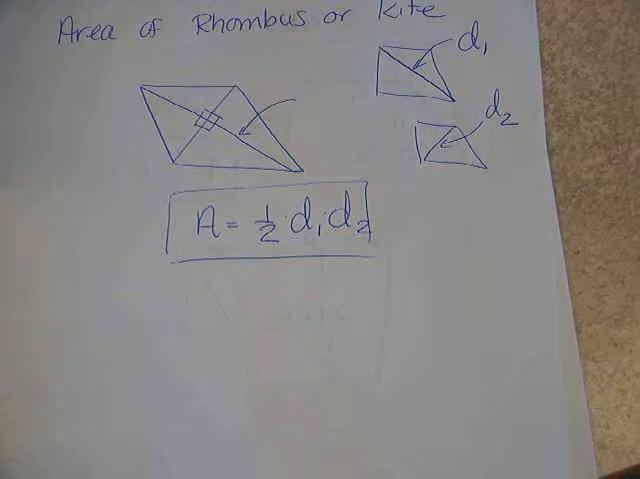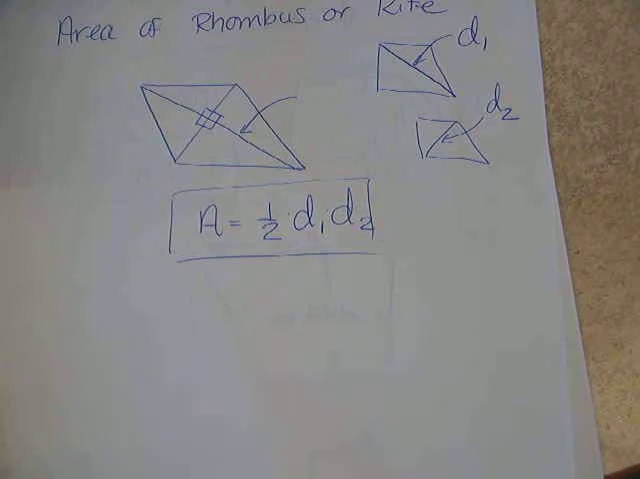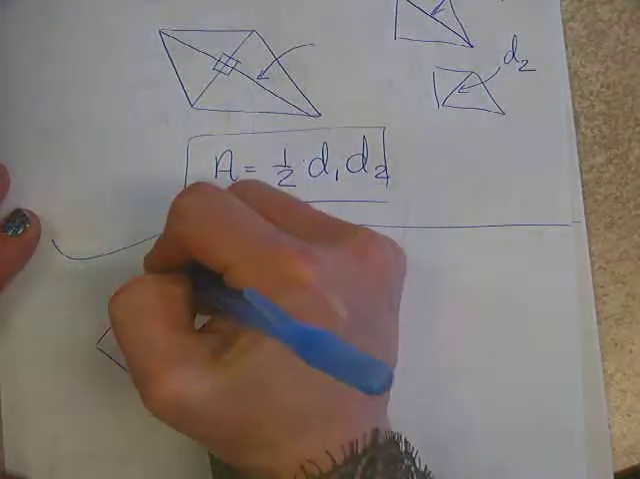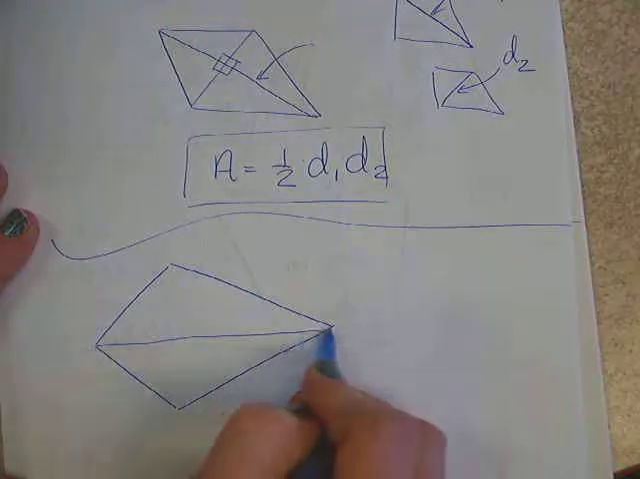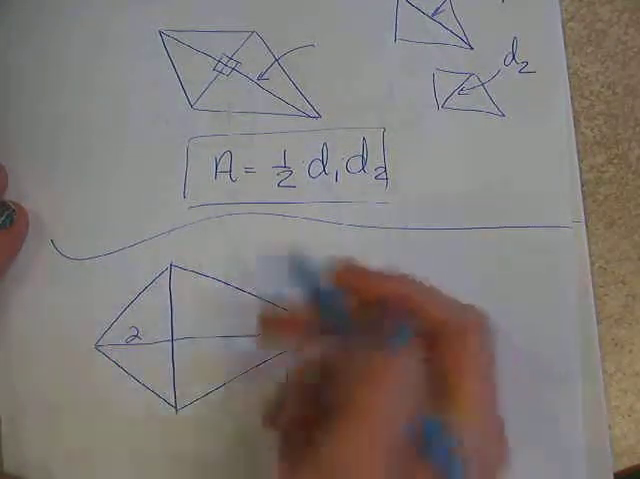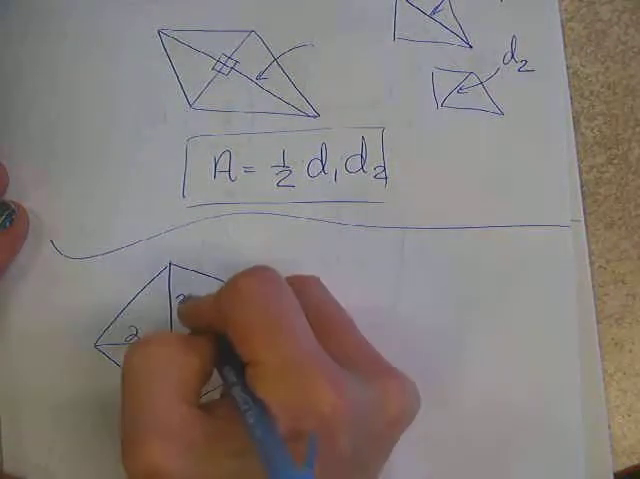Now, with a rhombus, you want to be careful. You want to look at what information you have, because a rhombus, if you have the diagonals, you can use this formula, but a rhombus is also a parallelogram. So if you've got a side and a perpendicular height, you would use the parallelogram formula. So depending on which they give you, you are going to use one formula or the other. But if you're dealing with the diagonals, you're going with this formula. All right? So the first one we're going to look at is a kite.